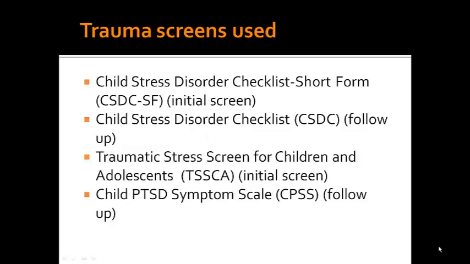There are primarily three, you could say four, trauma screening tools that we're going to be using with clients on a regular basis. First one is called the Child Stress Disorder Checklist form. There's the short form, which is done at the initial screen, and a longer 30-question form that is done at follow-up. These two instruments are for parents to fill out. The screenings used for children include the Traumatic Stress Screen for Children and Adolescents, and then the follow-up after the initial screen would include the Child PTSD Symptom Scale, or the CPSS.